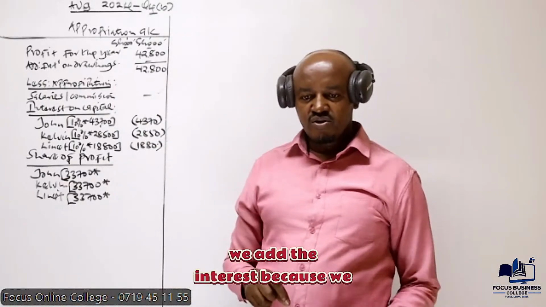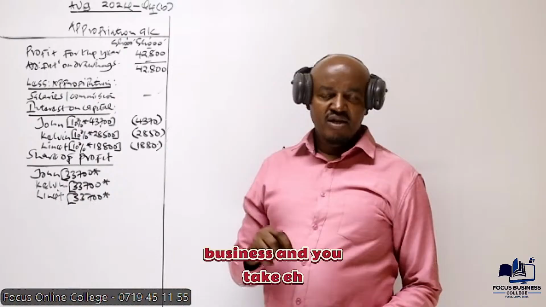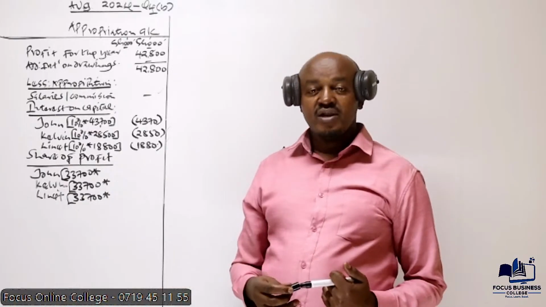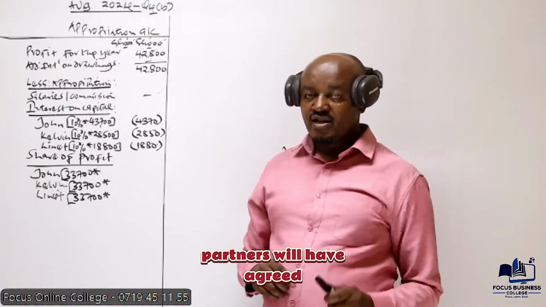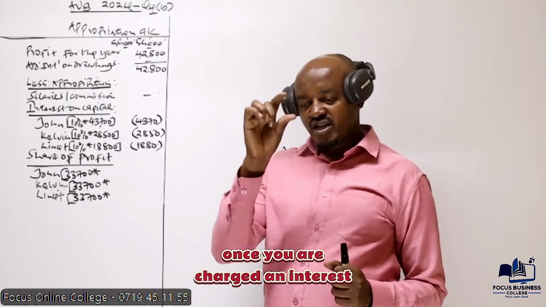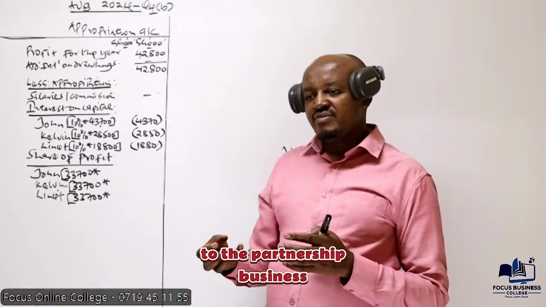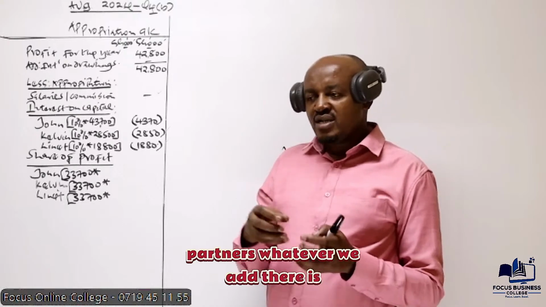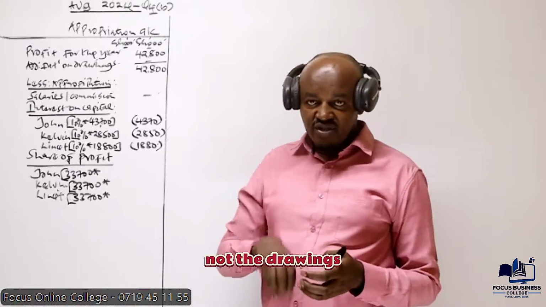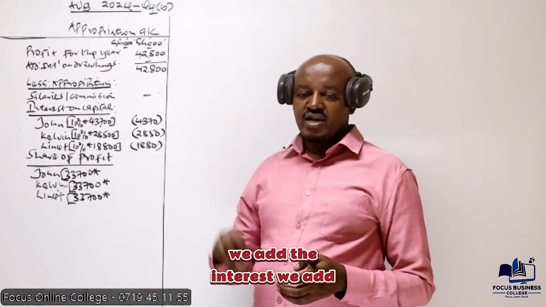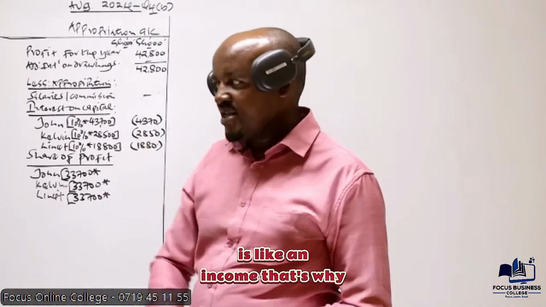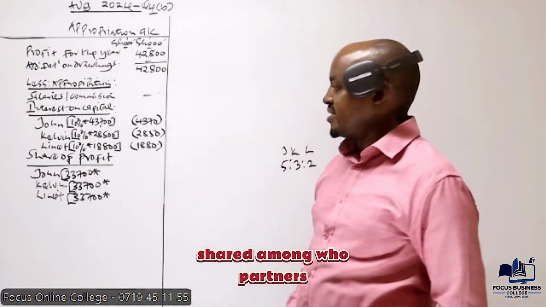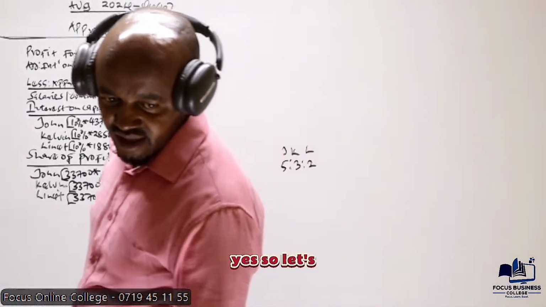We add the interest because if you go to the partnership business and you take money, you take goods for your personal use, in most cases the partners will have agreed that you'll be charged an interest. Once you are charged an interest, it is like an income. It will increase the amount to be shared among partners. Whatever we add there is not the drawings. We add the interest, like an income. That's why we are adding it here, to increase the amount to be shared among partners.